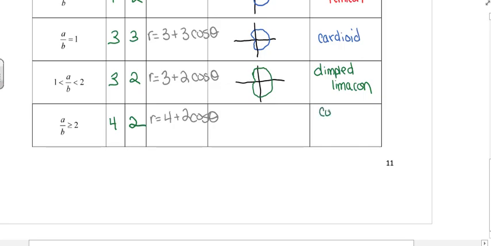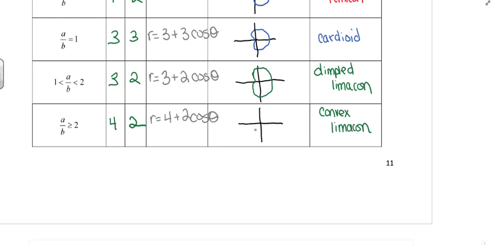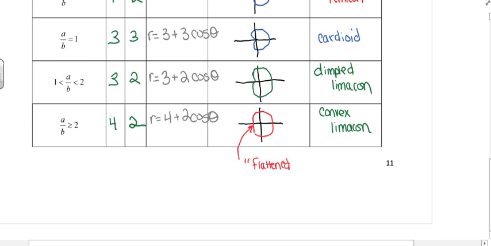So that is a convex limaçon. And again, it's very close to being circular in nature, but it just has that flattened side. All right, so those are some different types of polar graphs.